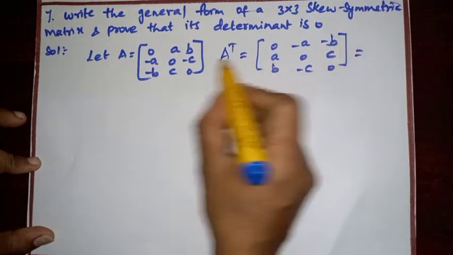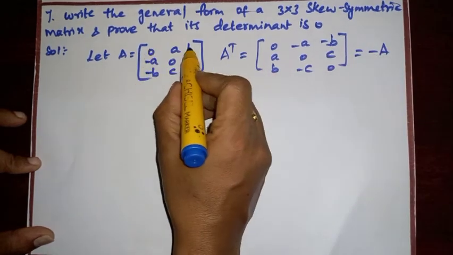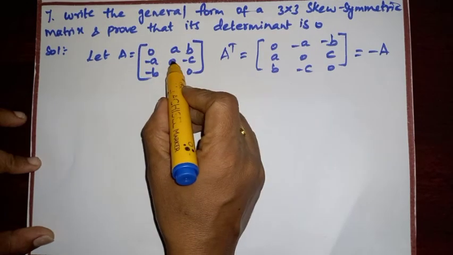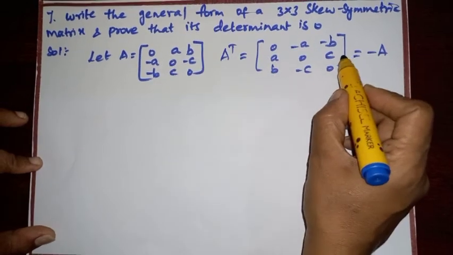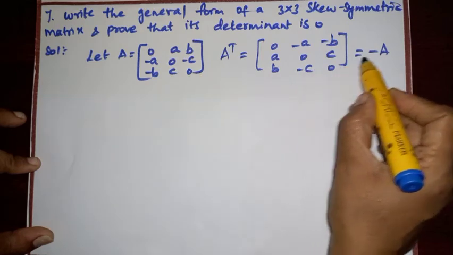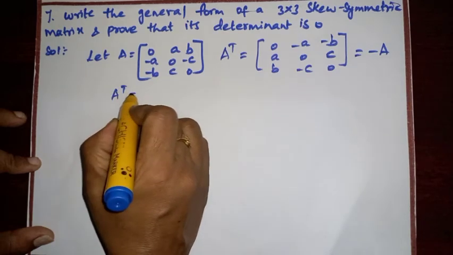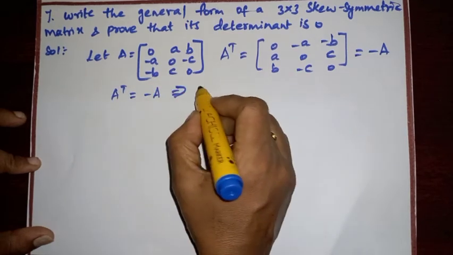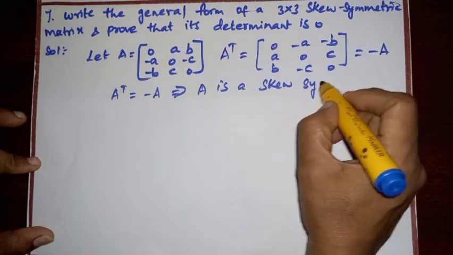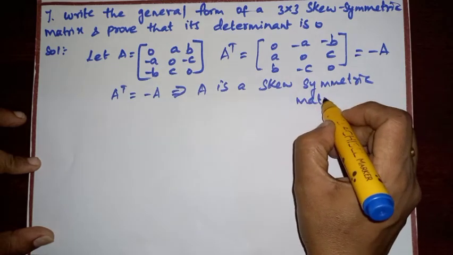Now which is equal to A but with signs changed. We have 0, a, b but here we have 0, minus a, minus b. Minus a, 0, c, here we have a, 0, minus c. Minus b, minus c, 0, here we have b, c, 0, which is equal to minus of A. So here A transpose is equal to minus A, which shows A is a skew symmetric matrix.